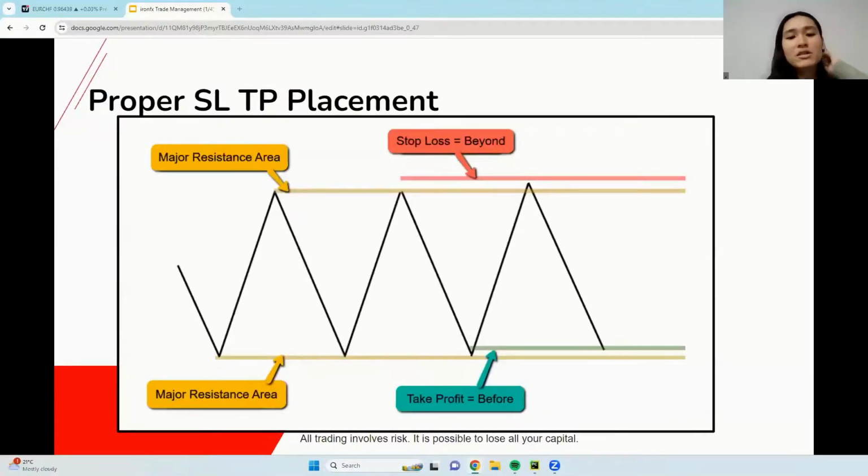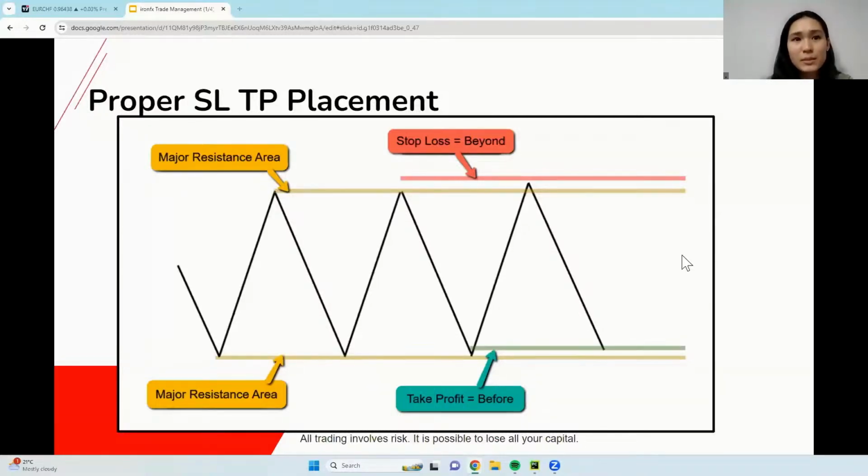So this is our general guideline to follow for proper stop loss or take profit placement. If we're looking at having our stop loss at a major resistance area, we will place our stop loss beyond it. So in this case, it will be above it. Whereas if you're looking at placing your take profit at a swing low, okay, we would place it before a major support area. And of course, it would be the opposite if it's switched around.